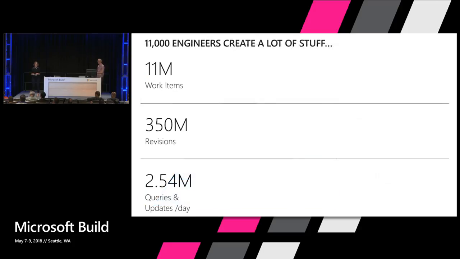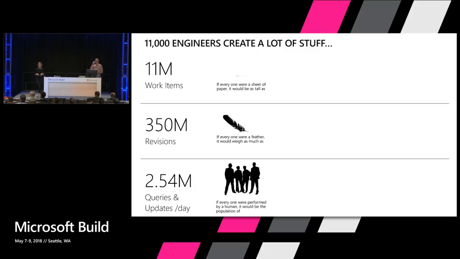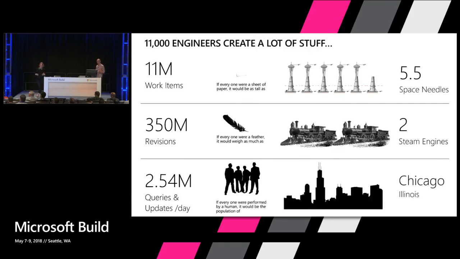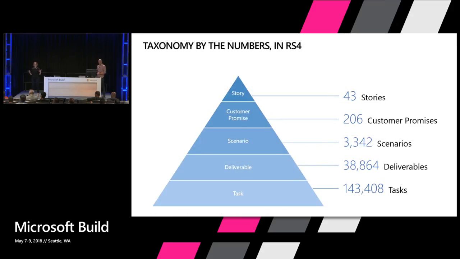Because it is the case that when you have 11,000 engineers working in one work management system, it creates a ton of work items. It creates a ton of stuff. We have 11 million work items in our account. We have 350 million revisions in our account. We run 2.5 million queries and updates a day. So having that level of data in the system is overwhelming. And so we use the taxonomy to keep it aligned, to keep it focused, and to help us understand what's the work we need to focus on for the thing we're trying to produce, and what's the work the team can just work on independently.